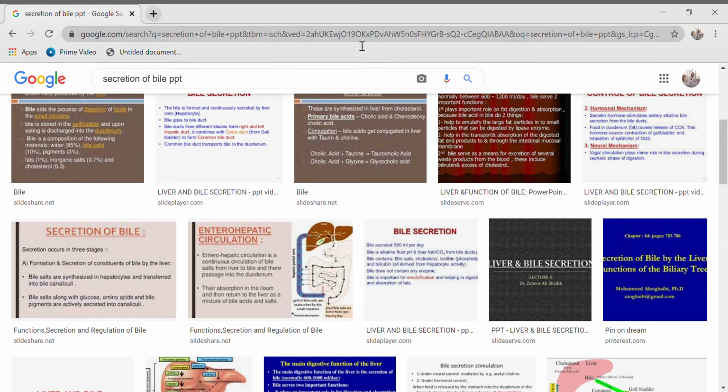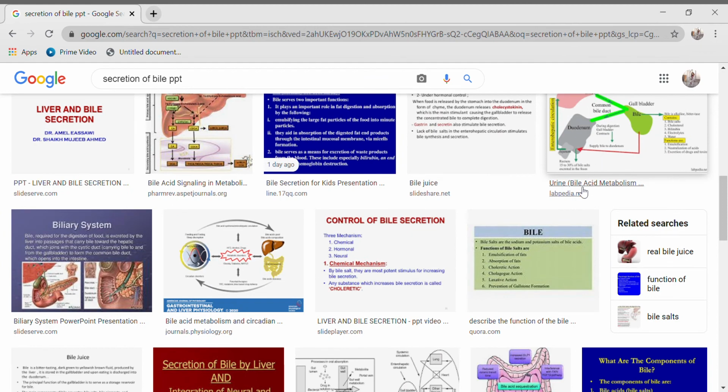So triad, you should know what a triad is. The triad is formed by the hepatic artery, hepatic portal vein, and bile duct. This is the triad.